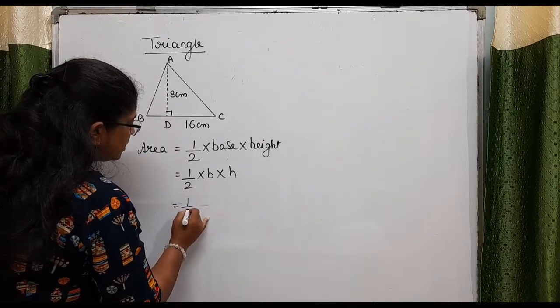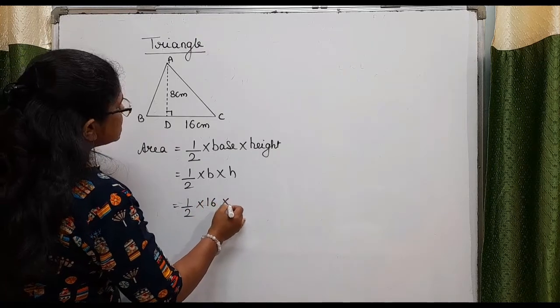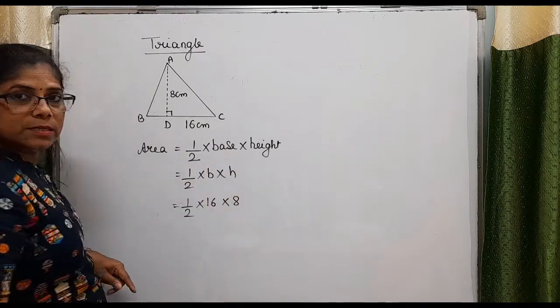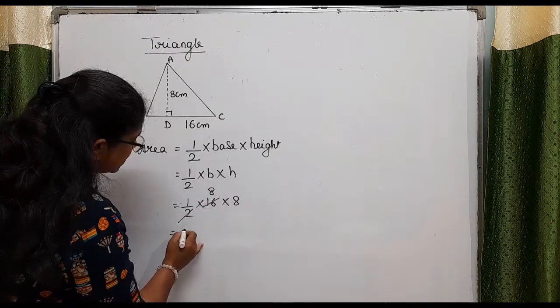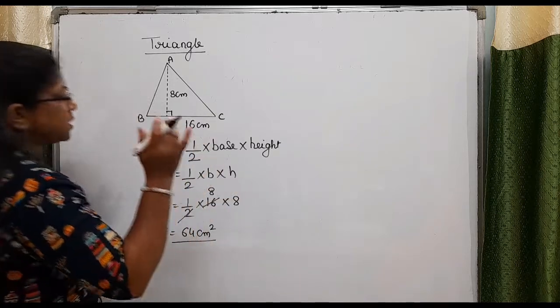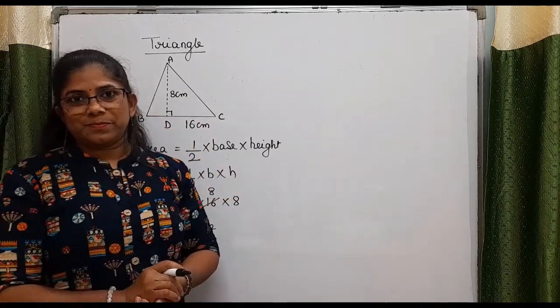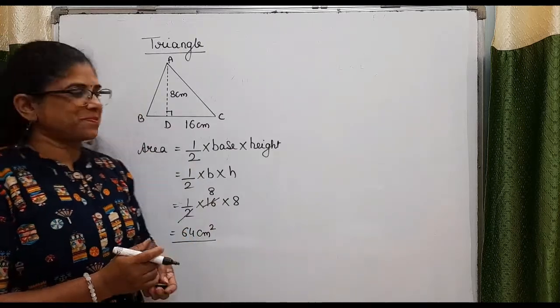So let's find area of this triangle. Half into base is 16, height is 8. Cancel this. 2 1s are 2, 8 8s are 64 centimeters square is the area of this triangle. So even area of the triangle is very easy.